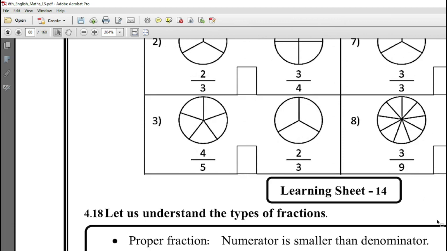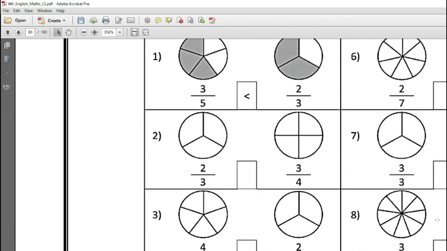Then I will explain in the next video how to compare these fractions. If you just observe here, in these two fractions, the numerators are different and the denominators are also different. So you have to go for the next concept, which is called equivalent fractions. I will explain in the next video.